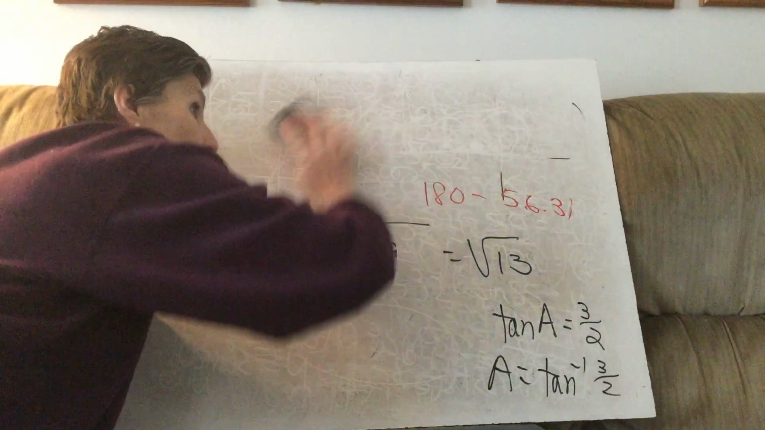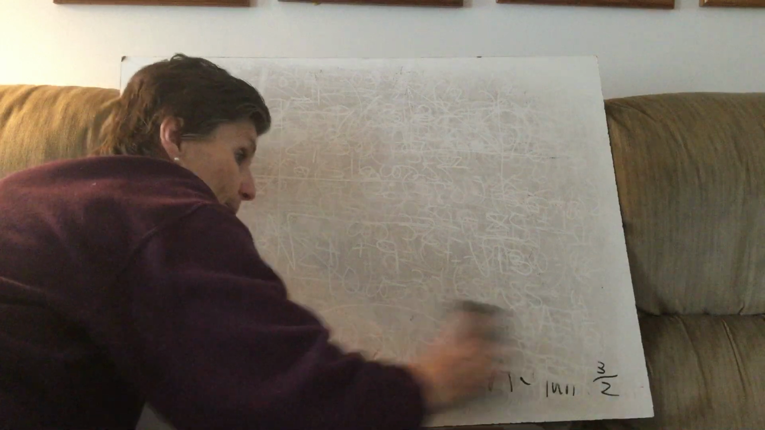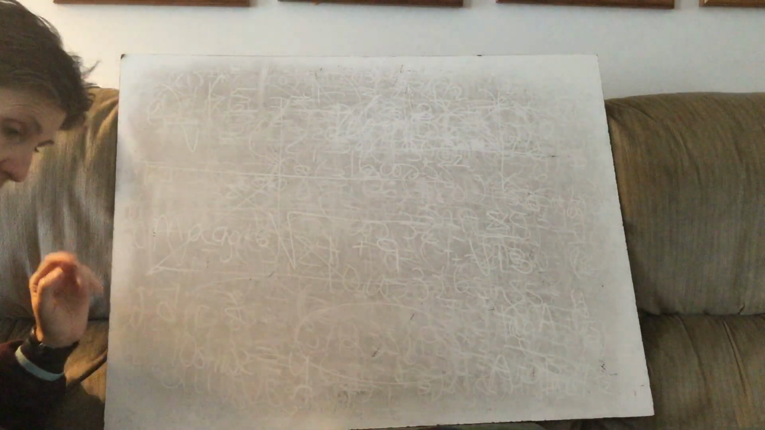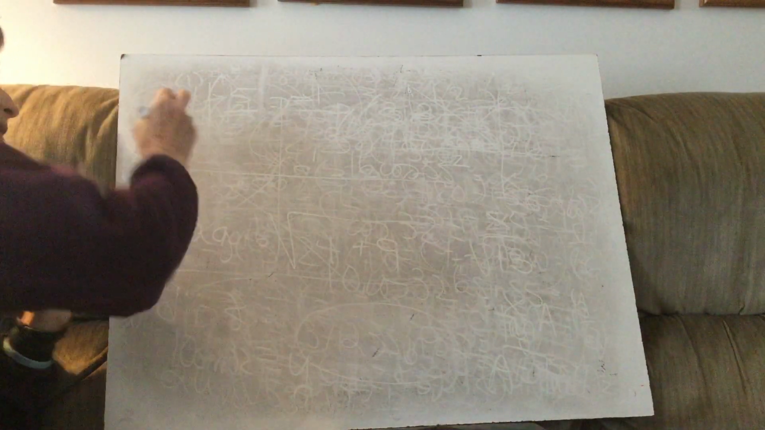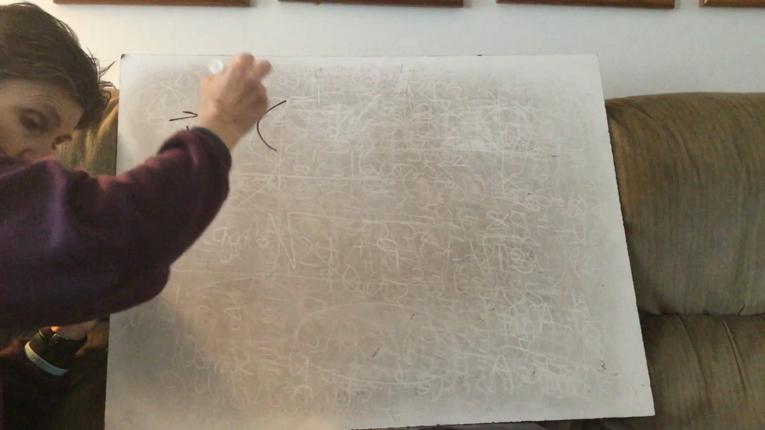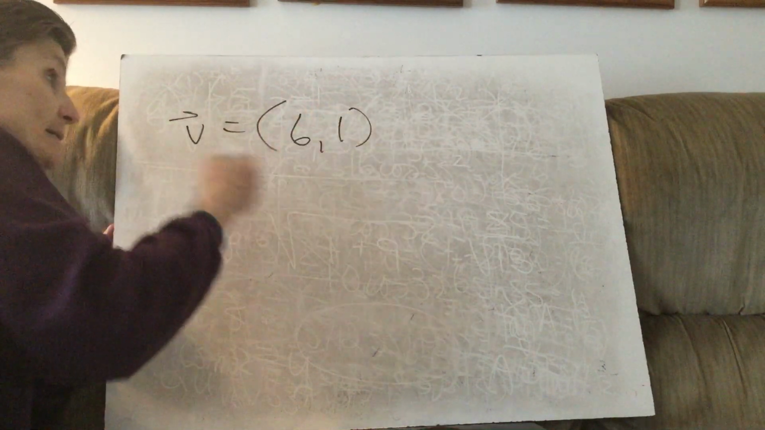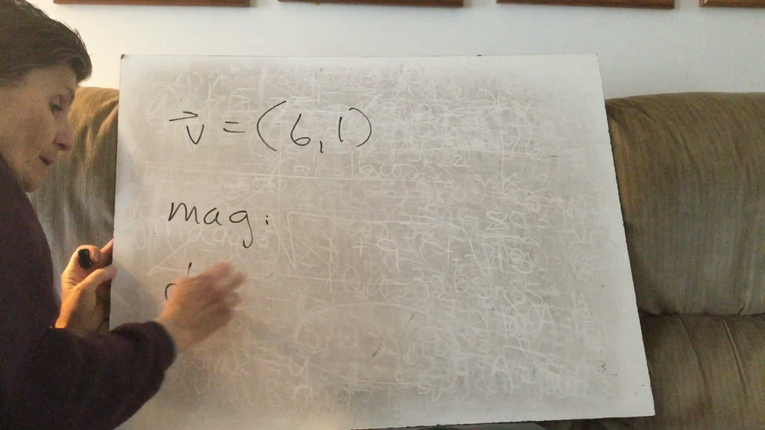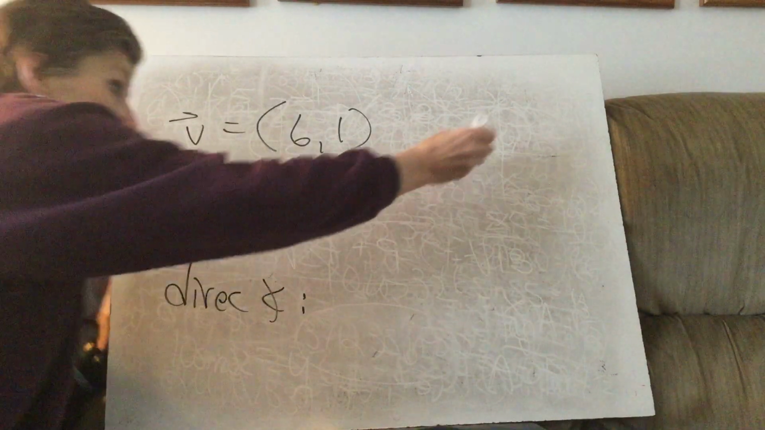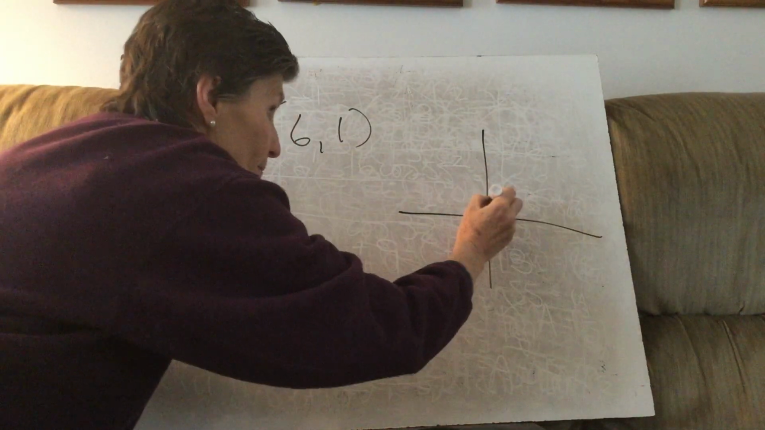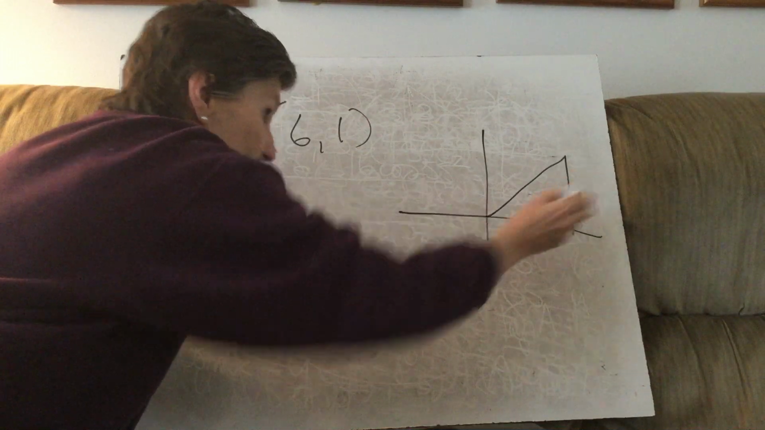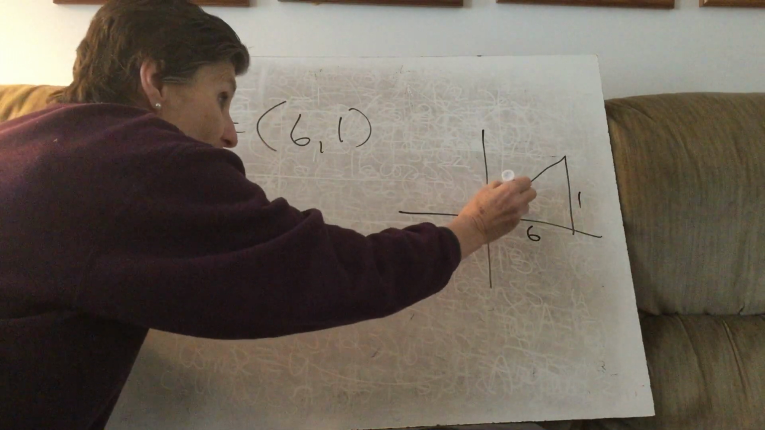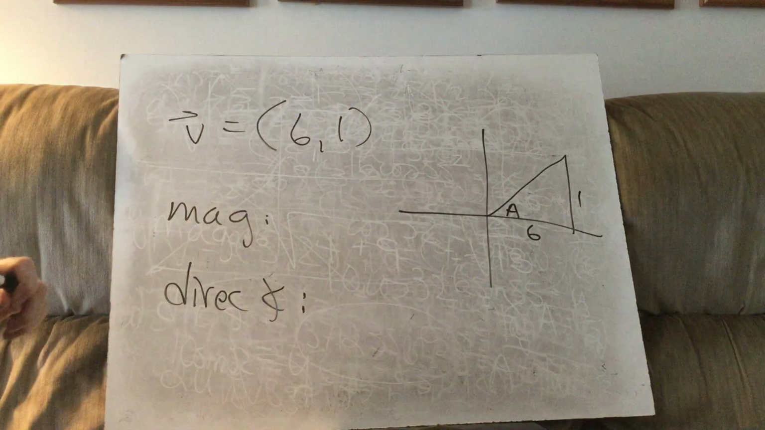Okay, there's one more. And it's the same thing. We're going to find the direction angle, but this time our vector is 6, 1. Now, this one's actually going to be easier because if you draw 6, 1, over 6 up 1, A actually is the direction angle.